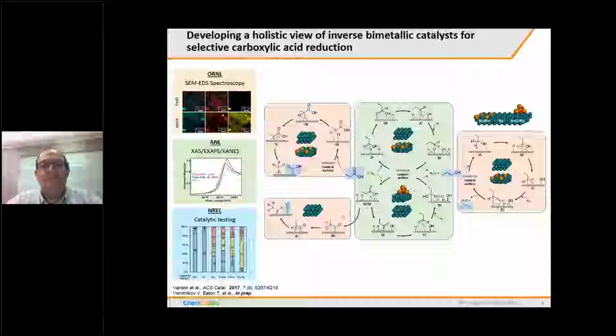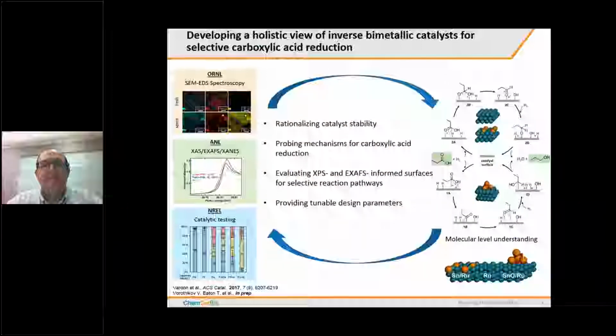For the tin ruthenium and ruthenium surface, you see a lot of side reactions along with the carboxylic acid reduction with high energy barrier. However, when we use the tin oxide surface, this reaction becomes very selective for the carboxylic acid reduction with a very low activation energy barrier. So this is what we did to rationalize the catalyst stability and also prove the mechanism for this reduction reaction.